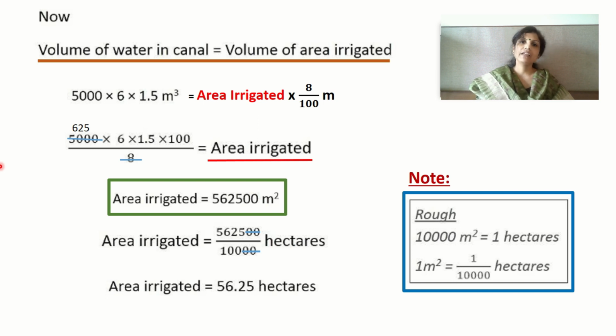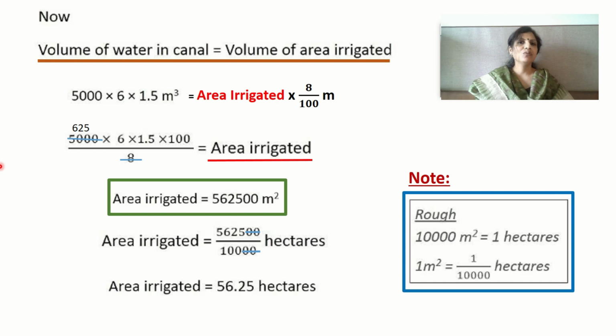So we'll have area irrigated is equal to 562500 upon 10,000 hectares. Cancel out both the zeros. So 5625 upon 100. Put the decimal point. So we get area irrigated is equal to 56.25 hectares. So this is how the sum is calculated. The sum is important, so I want all of you to go through the sum once again.